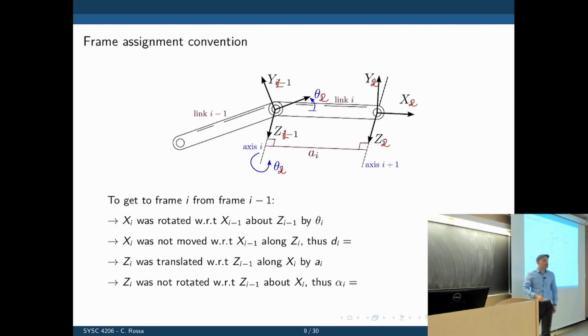Okay, so now we can describe the position of frame 2 with respect to frame 1 by first finding theta. Theta is how much x2 was rotated with respect to x1 about z1. And what is that angle? It is theta 2. So look at x2 and look at x1. x1 is this one here. They are rotated about z1 by an amount theta 2.